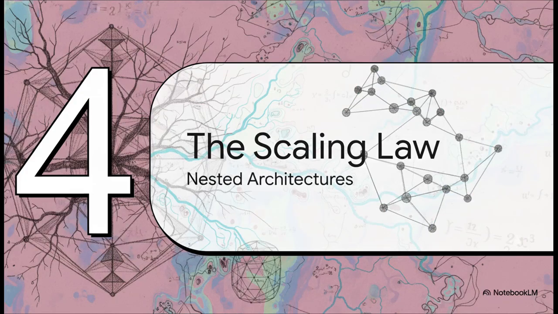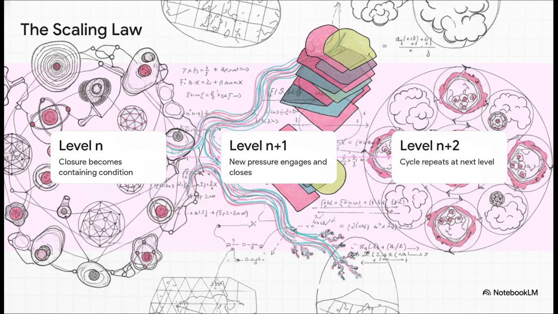Moving to Section 4, the scaling law. Let's see how this builds into the complex world we actually see around us. This scaling law proves that atoms, up to cells, all the way up to entire cultures, are all the exact same recursive operation, just nested within one another. When a closure stabilizes, it becomes the containing condition for the next level up. Atoms contain the conditions for molecules, molecules for cells, cells for organisms, organisms for cultures. It's not a different set of rules kicking in. It is the exact same recursive grammar repeating over and over again at vastly different scales.